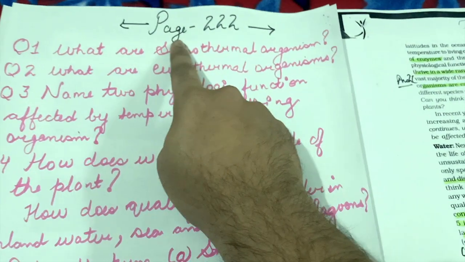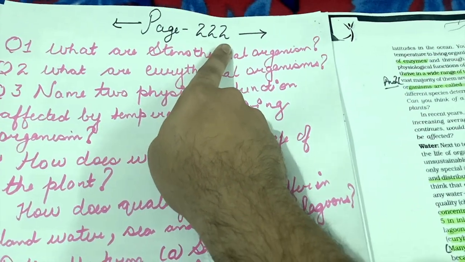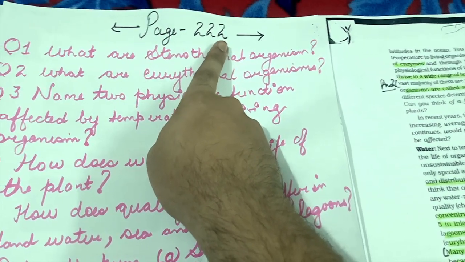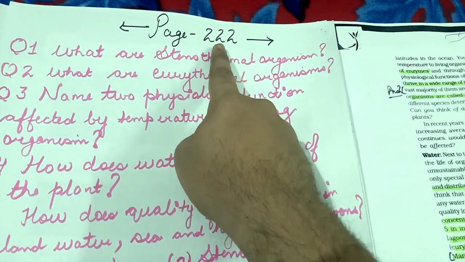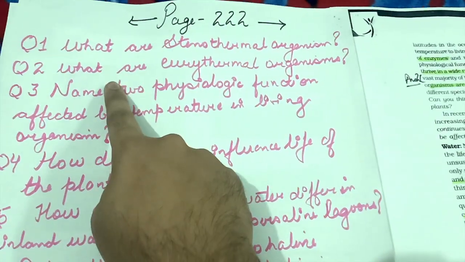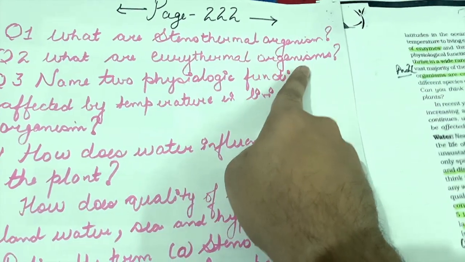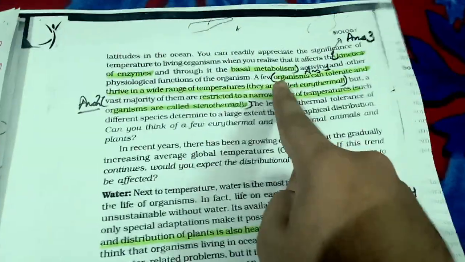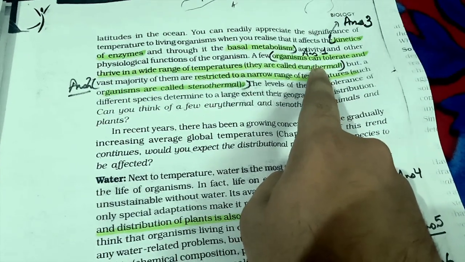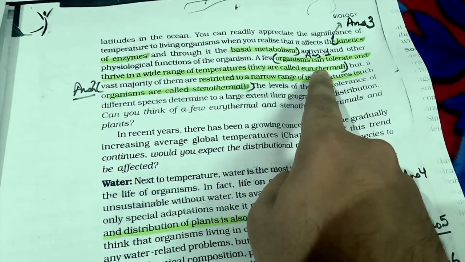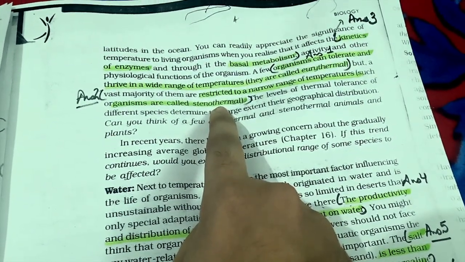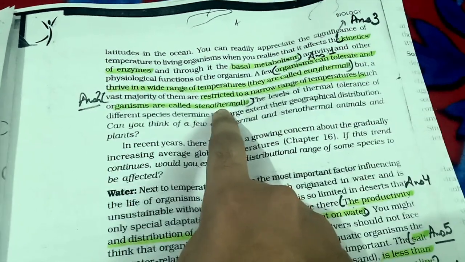Now let us look at page 222. What are the important questions on page 222? The first important question on page 222 is, what are stenothermal organisms and what are eurythermal organisms? The answer is given right here. Eurythermal organisms are those organisms which can tolerate a wide range of temperature, whereas stenothermal organisms are those organisms which can tolerate only a narrow range of temperature.